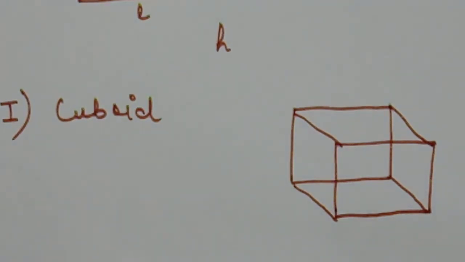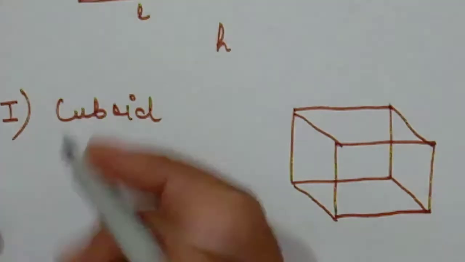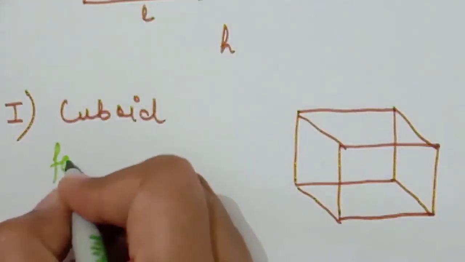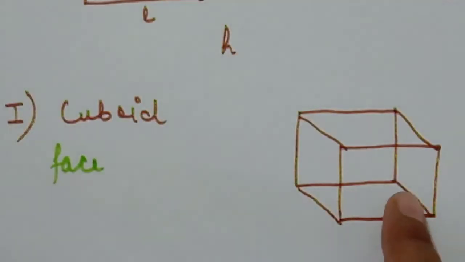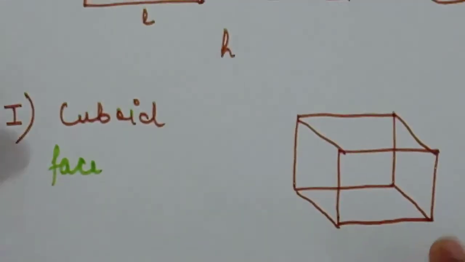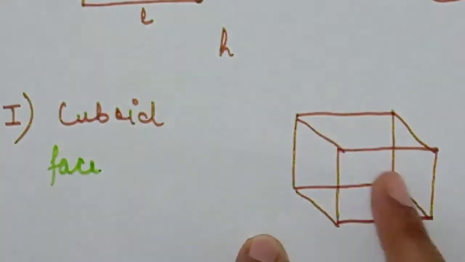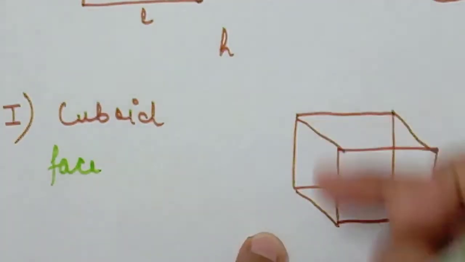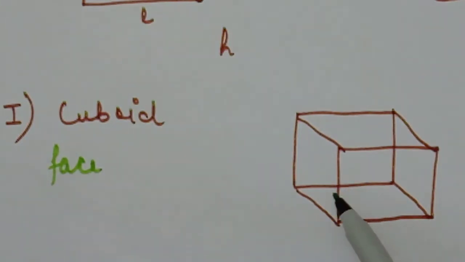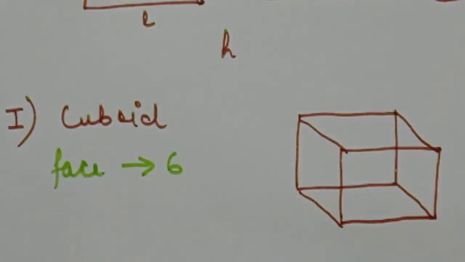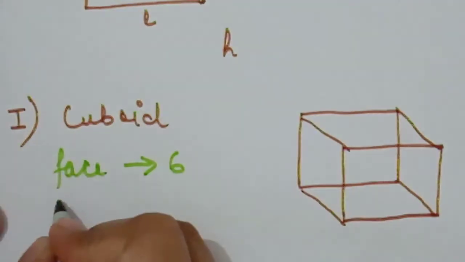Now we have some basic definitions in the cuboid definition. First, what is a face? Because I said 6 rectangular faces. It is made by 6 plane regions: the first plane region, second, third, fourth, fifth, and then behind, the sixth. So we call them faces. It means 6 rectangular plane regions are the 6 faces of the cuboid. So how many faces does a cuboid have? 6 faces.